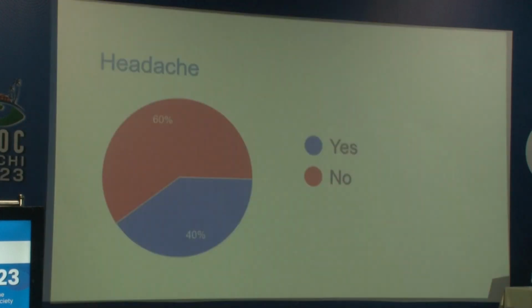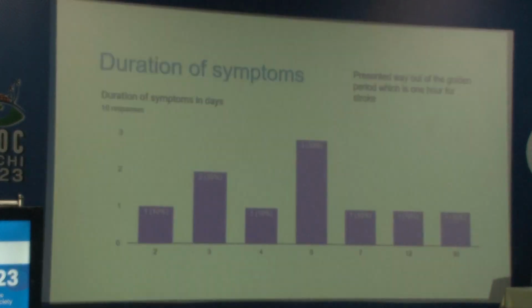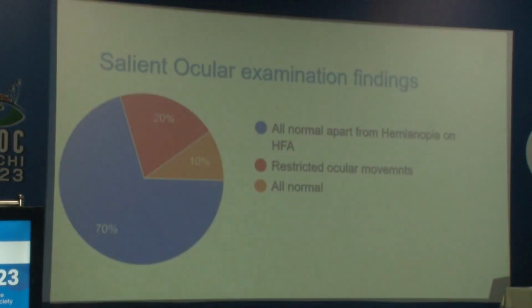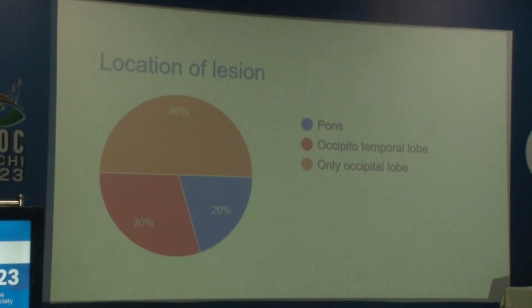Only 6 of them complained of headache. And sadly, all of them presented out of the golden period, which is the 1 hour for stroke. The most common presentation was within 3 to 5 days. Ocular examination was all normal apart from the hemianopia on the central fields or an HFA.